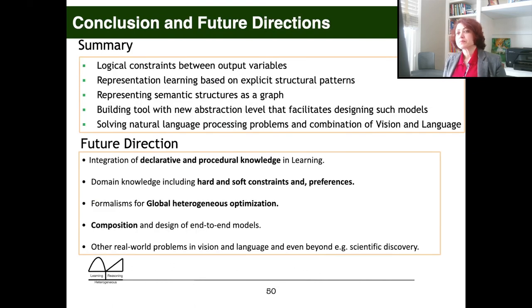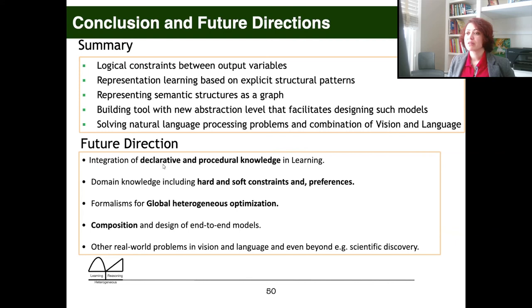To summarize, we wanted to model structure and domain knowledge into learning. We used logical constraints between output variables in some of the works that I showed you. We tried to exploit the explicit structural patterns and relational patterns from the data. We want to exploit semantic structures and graph structure of the linguistic semantics in real world applications like question answering. And then we wanted to build tools and new abstractions for designing these kinds of models, where we start with structured representation and we express our knowledge at a high level. We focused on solving natural language and combining language and vision problems.